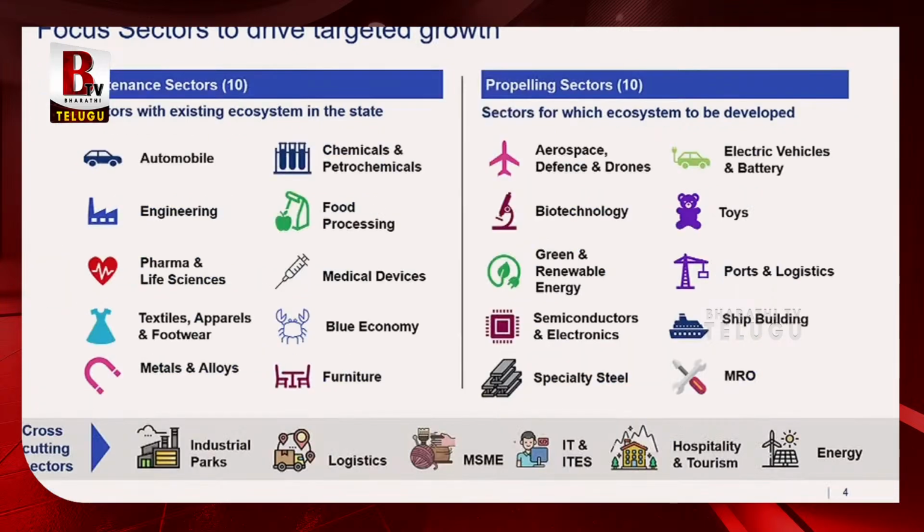Next slide, sir. We are going to focus on certain sectors, both existing sectors as well as the propelling sectors. And the cross-cutting sectors are where collectors have to focus: industrial parks, logistics, MSMEs, IT and IT-enabled services, hospitality, tourism, and energy. These are cross-cutting for any industry. So you have to focus and see how you can create an enabling environment for the sectors to flourish in the district, whichever has an advantage in your district.